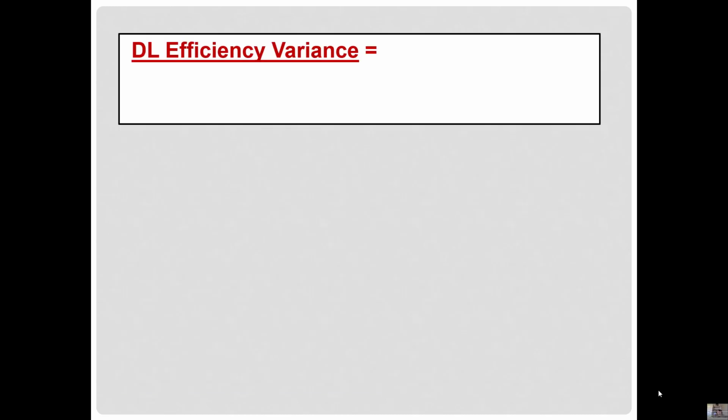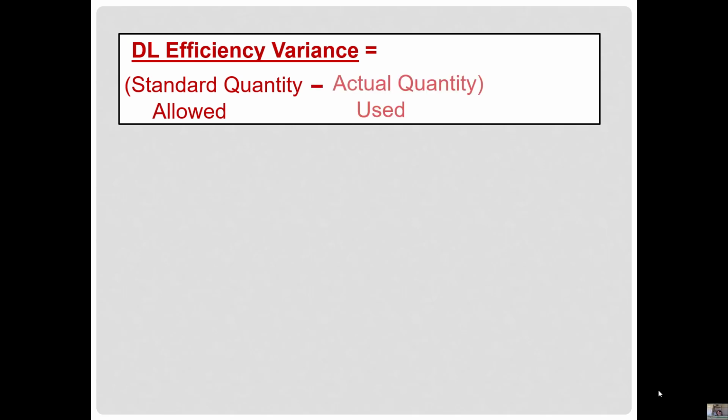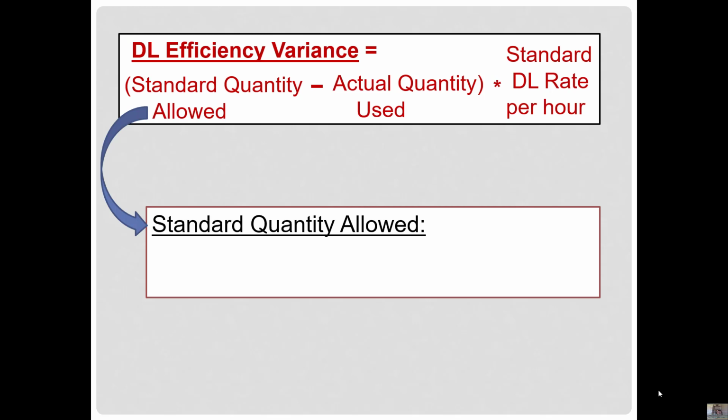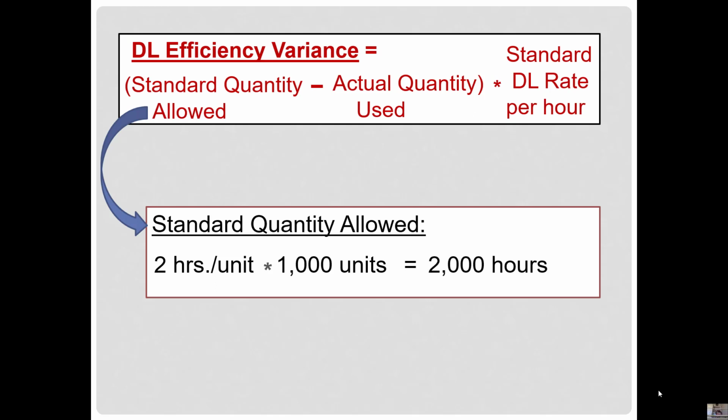Moving on to the efficiency variance, now we're trying to figure out if we use the right number of hours to produce our units. We'll take the standard quantity allowed minus the actual quantity used times the standard direct labor rate per hour. The standard quantity allowed will factor in that we should have used 2 hours per unit. We produced 1,000 units. We should have used 2,000 hours.